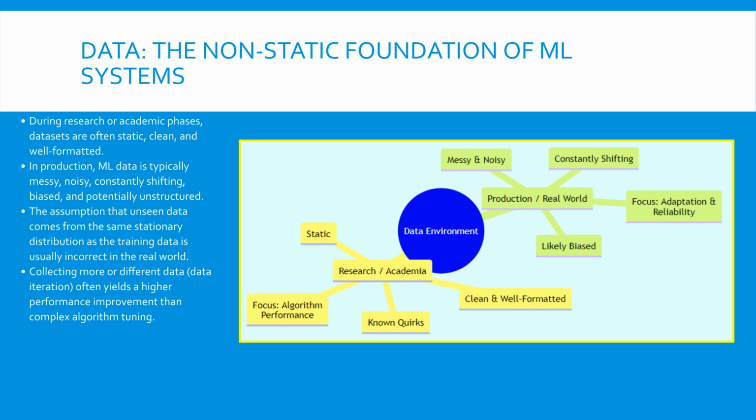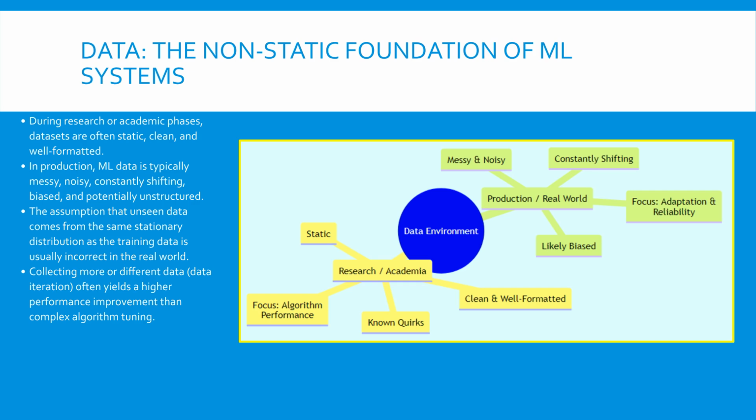The biggest differentiator between an ML system in development and an ML system in production is the data. In school or during the initial development phase, we often work with clean, pre-packaged, unchanging datasets. This allows us to focus purely on the algorithm. However, in the real world, production data is almost always messy and noisy. Crucially, it is not static. It is constantly shifting and changing over time.